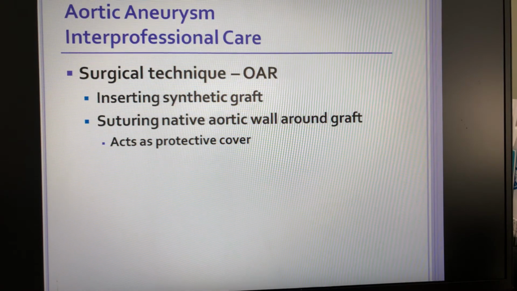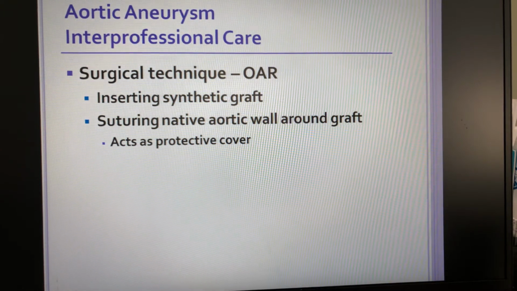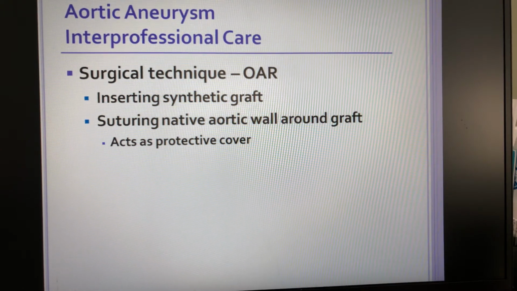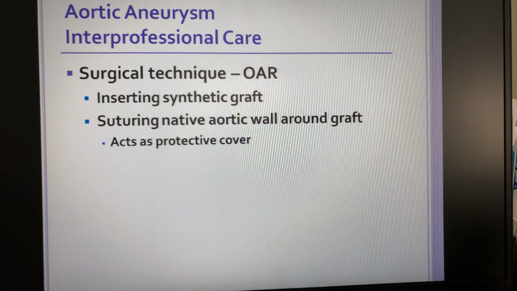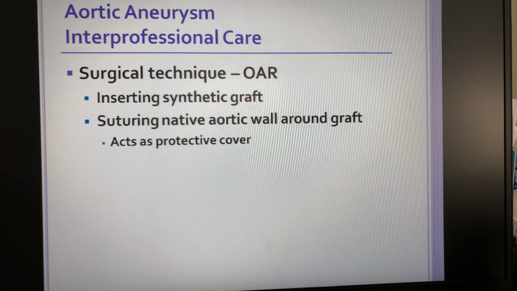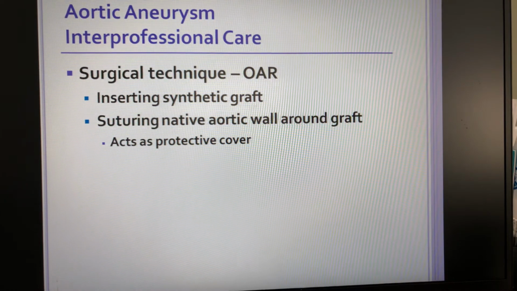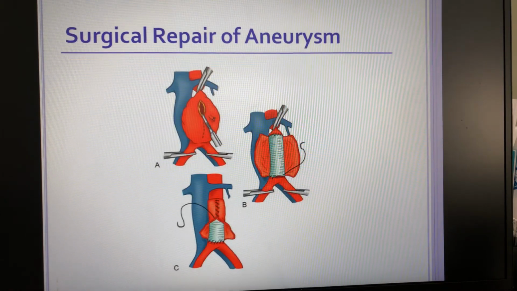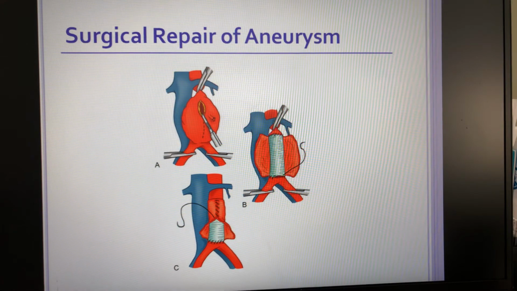Now, with the saccular aneurysm, it may be possible to excise only the bulbous lesion and repair the artery by primary closure, which is only suturing the artery together, or by application of an autogenous or synthetic patch graft. And again, they'll show that on this next slide. So there are the techniques in the surgical repair of that aneurysm.